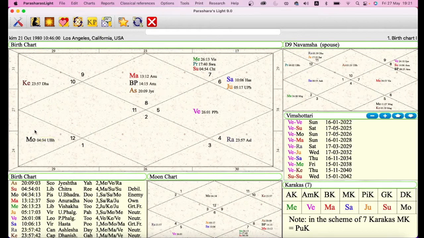And now we need to find the midpoint, because the BHRIGU BINDU point is the midpoint. So now we need to divide 220 by 2, and we reach the number 110. So BHRIGU BINDU point is placed at 110 degrees from Rahu towards the moon. And now we start counting again.